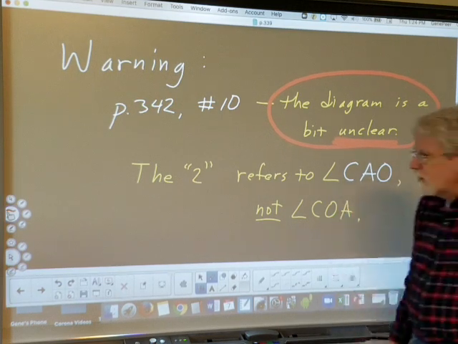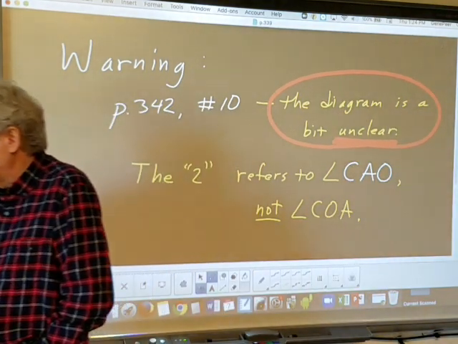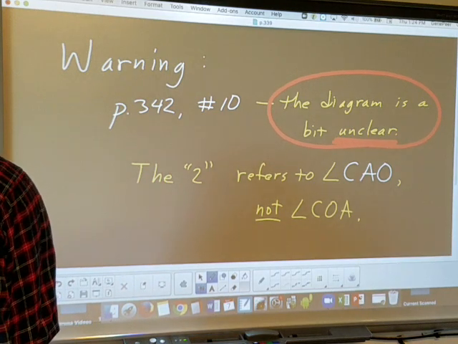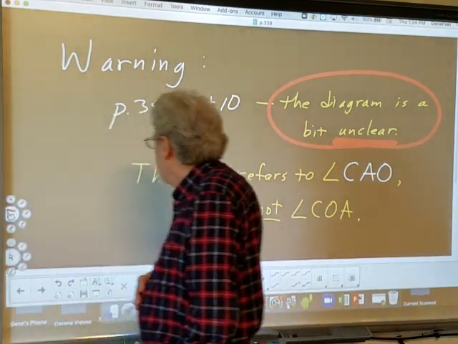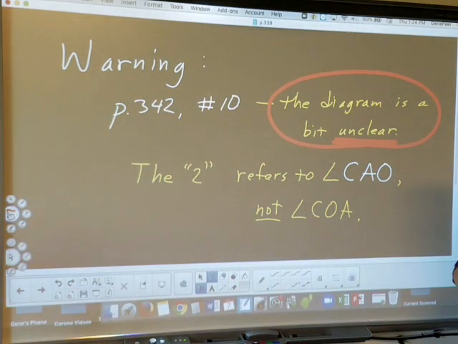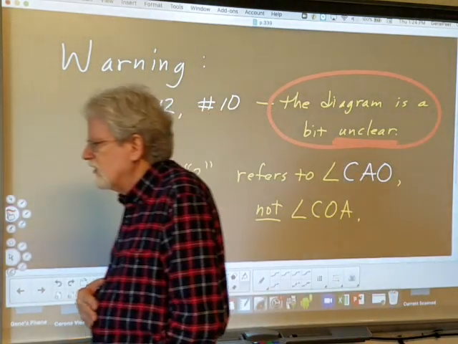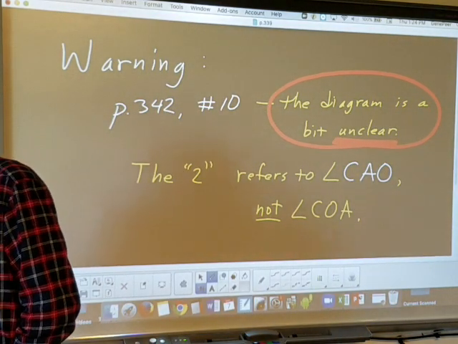I would suggest you take a look at the diagram in the book right now. Page 342. Look at the diagram for number 10. Look at that red angle number 2. And you'll see what I mean. It's a little bit unclear. I think it's kind of clear, but students often think it's not clear. That 2 refers to angle CAO, not COA.